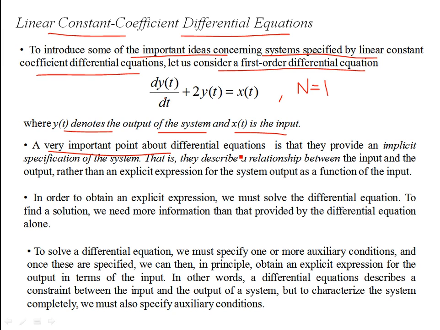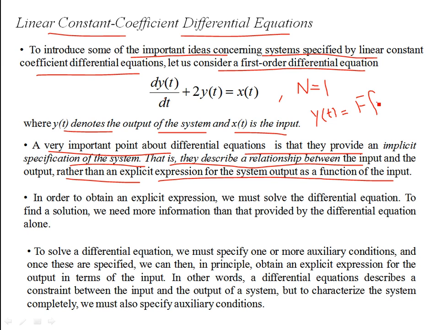A very important point about differential equations is that they provide an implicit specification of the system, as I've said before. They describe a relationship between the input and the output, rather than an explicit expression of the output as a function of the input. So we don't know exactly how the output is related to the input. It could be an exponential function of the input, a ramp function, or a step function. We don't know what this function is.